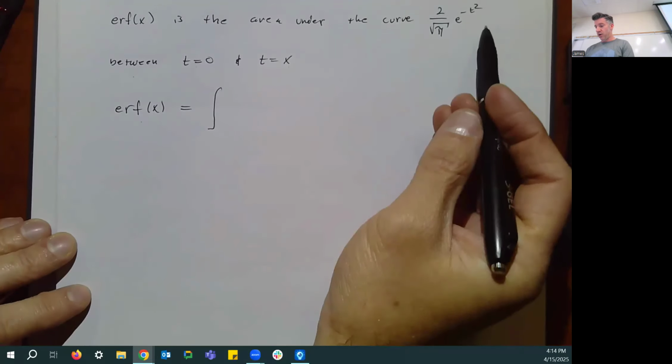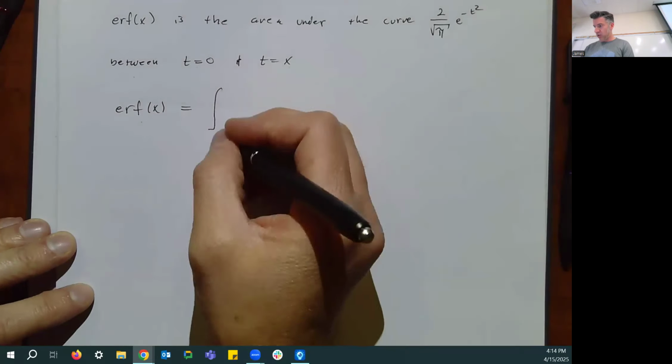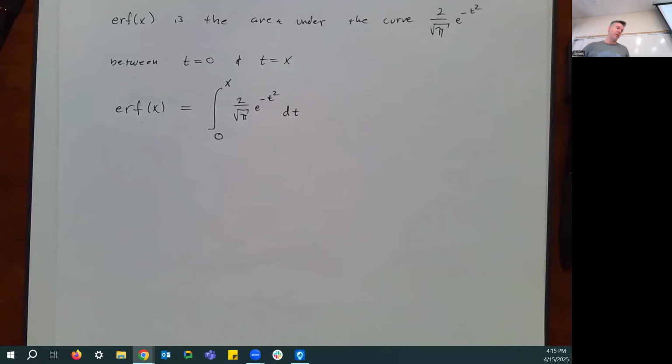So the area under the curve is the integral of the function 2 over root pi e to the negative t squared. My lower limit of integration is 0. My upper limit of integration is x, and the thing I'm missing over here is dt. It better be t or you're going to lose a point. It's always important, but it's especially important here.